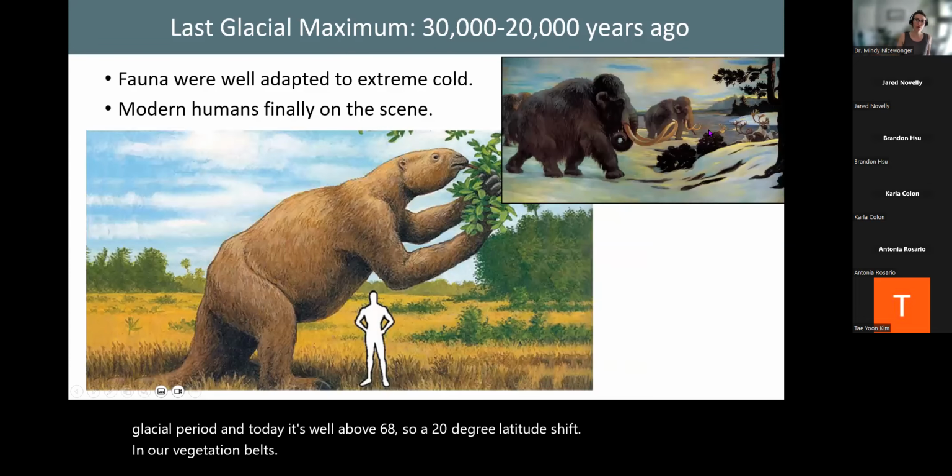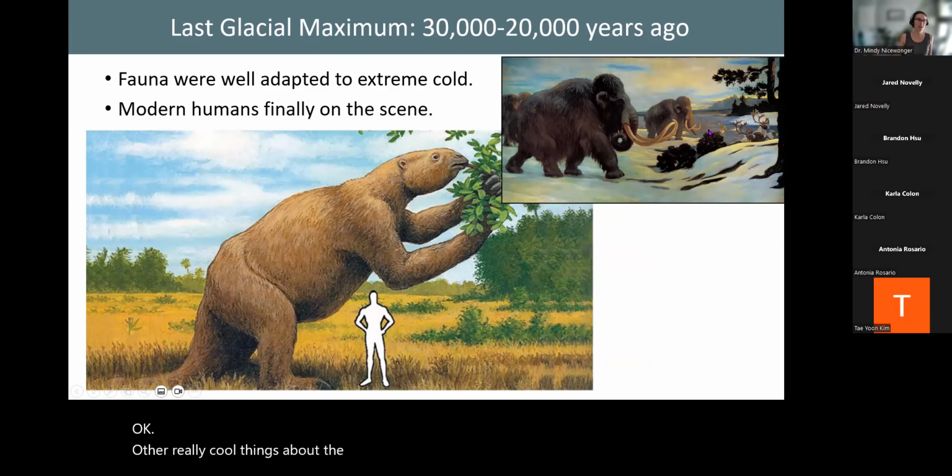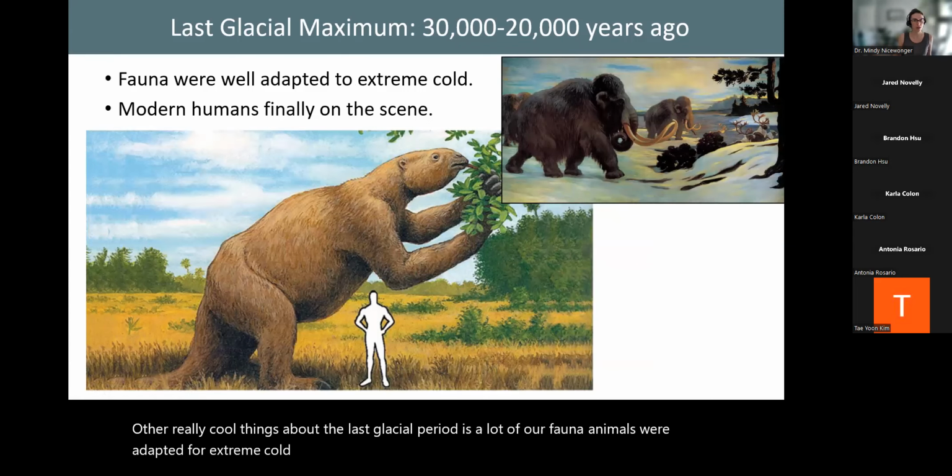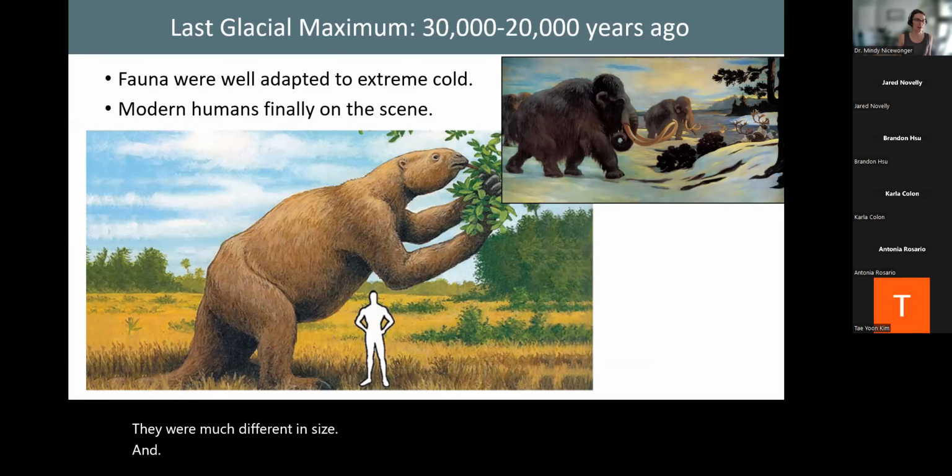Other really cool things about the last glacial period is a lot of our fauna, animals, were adapted for extreme cold. They were much different in size, and modern humans were finally on the scene.